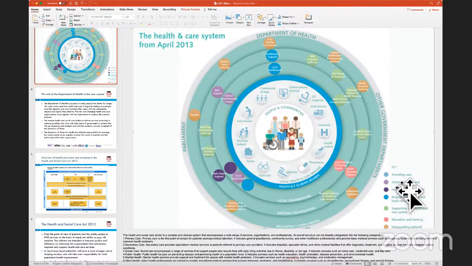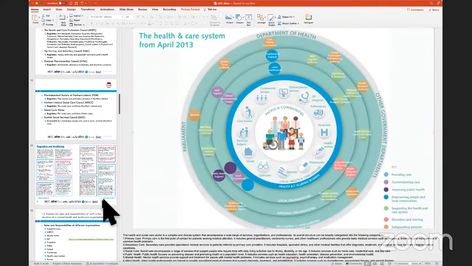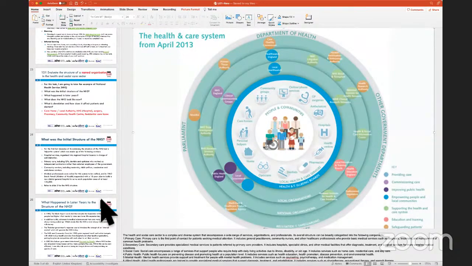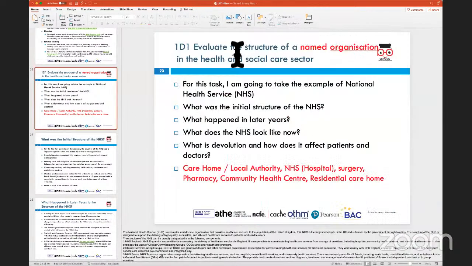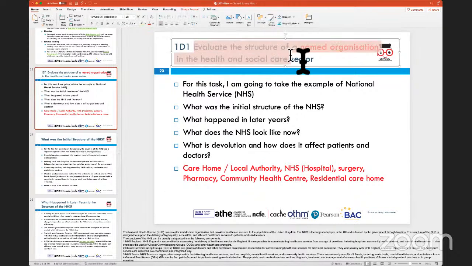Is that okay? So here, taking one of these organizations that you are familiar with, what we have to do is explain the structure of that particular organization. You might explain it by drawing a structure as a flow chart, and then explain the roles and responsibilities of some of the people who work within that organization. That would help you cover the distinction criteria.